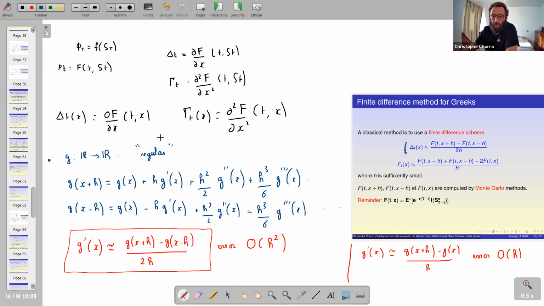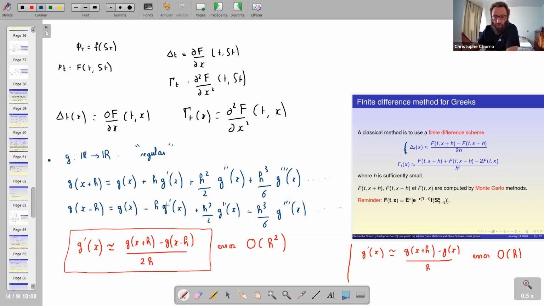Gamma is the second derivative, and for the second derivative, I can also do the same. In fact, I do the sum of these two expressions. If you do the sum of these two expressions, you will make this first derivative disappear, and you will express the second derivative exactly this way.